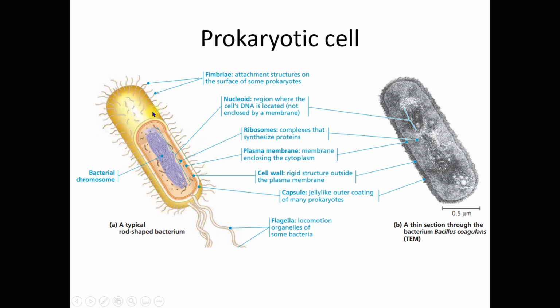Now on the surface of a prokaryotic cell, there are many fimbriae. You can see the fimbriae here, like hair-like projections. These fimbriae are attachment structures on the surface of some prokaryotes, and their function is to assist the attachment of the prokaryotic cell on the surface of any materials, especially the host. So fimbriae assist surface attachment.